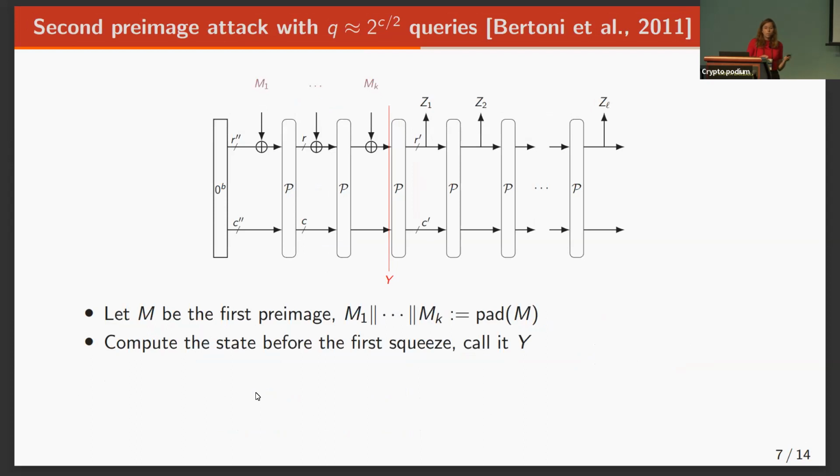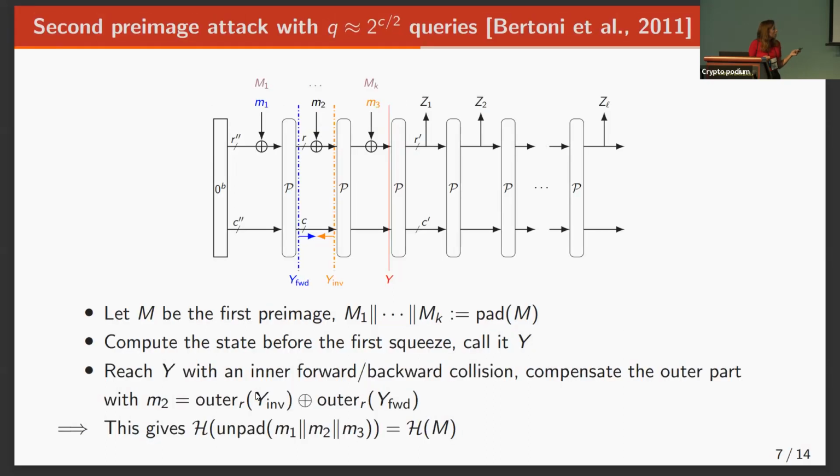Now, for the second preimage attack, the idea is also to exploit collisions in the inner part of the sponge states. So we are provided here a first preimage. So in particular, we are able to compute intermediate states within the sponge when computing the digest. There is one state which is particularly interesting for us. This is the state right before the squeezing stage. Let's call it Y. In particular, if we can reach this state from the IV using a different sequence of message blocks, then we found a second preimage.